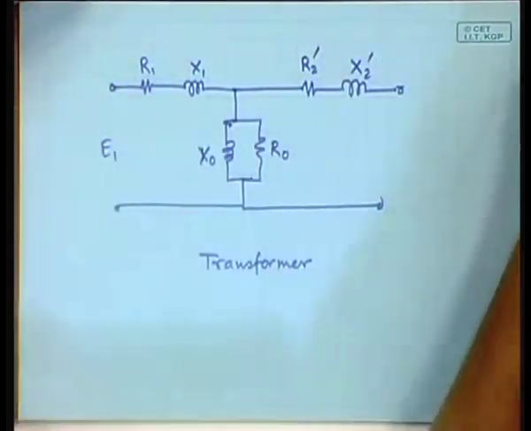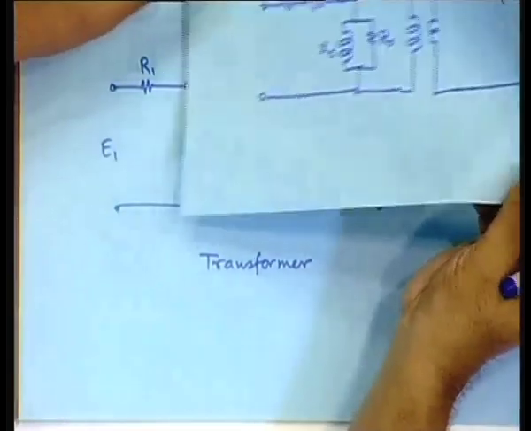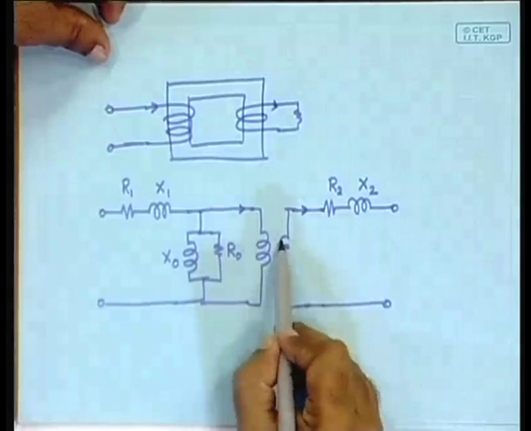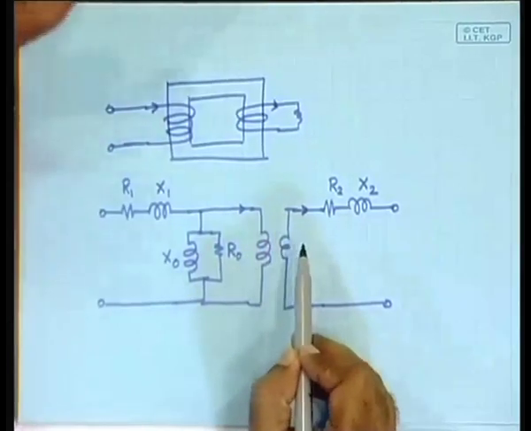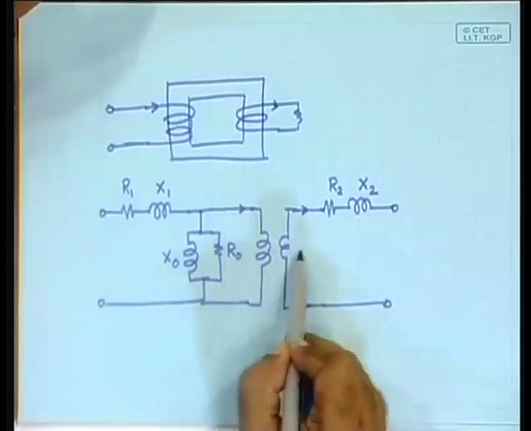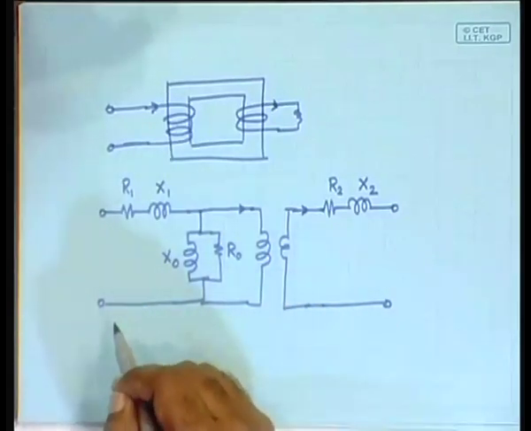So, if you have this representation, then in addition to that we will say that this transformer is not only a voltage transformation device, but also a frequency transformation device. Clear?